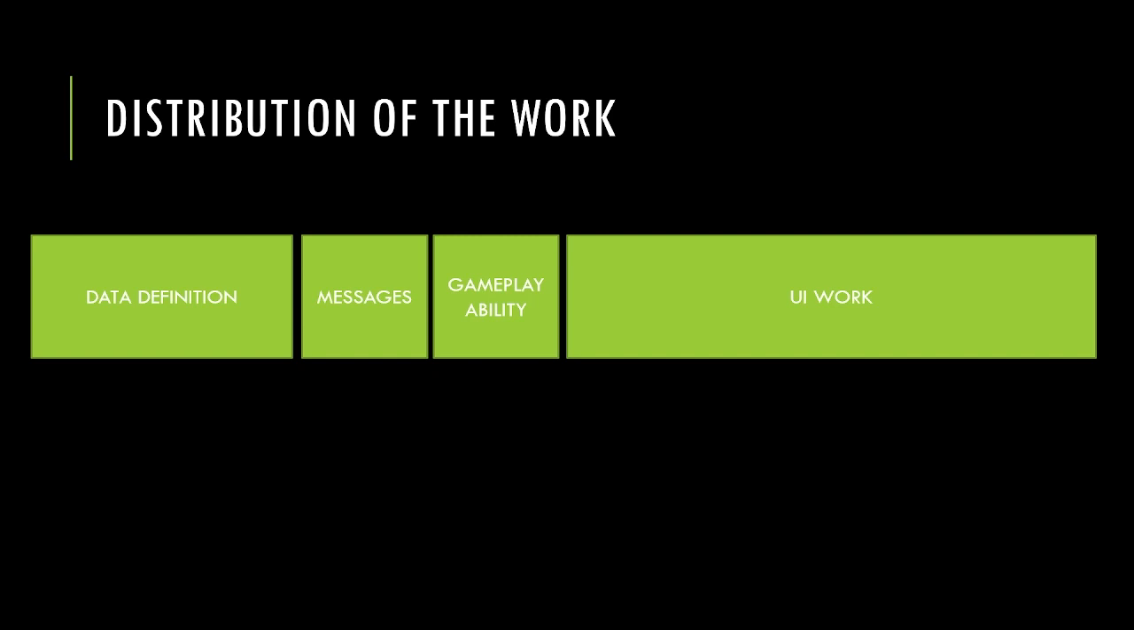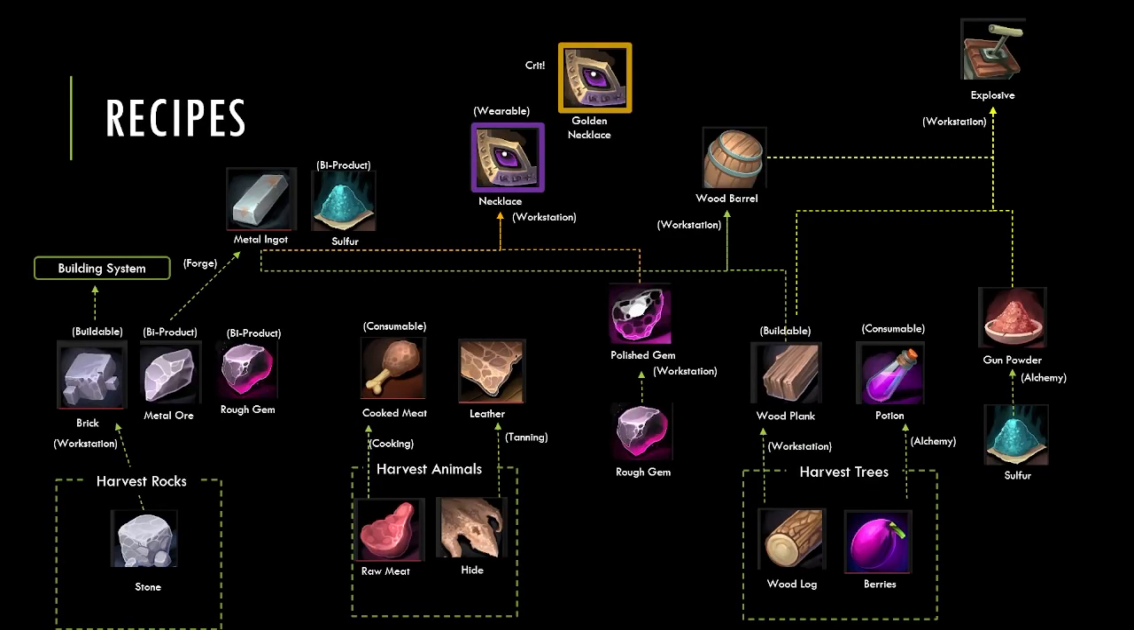So let's start by looking at some of the data. This is our sample tree of recipes. These are the ones we've got defined for testing, and they will start to form the basis and foundation of our crafting system. At the bottom of the screen, you can see our primary items that we can harvest: from rocks, stone; meat and hide from animals; wood and berries from trees.